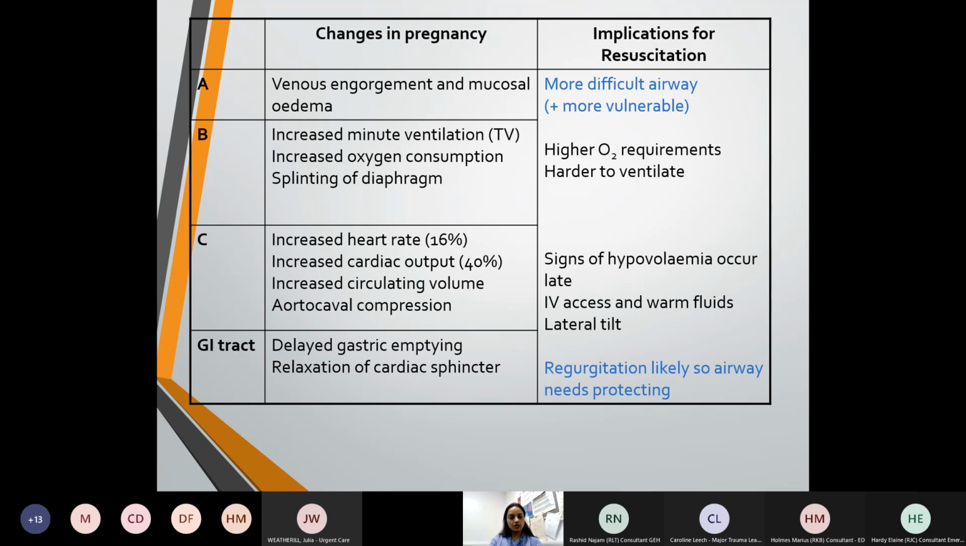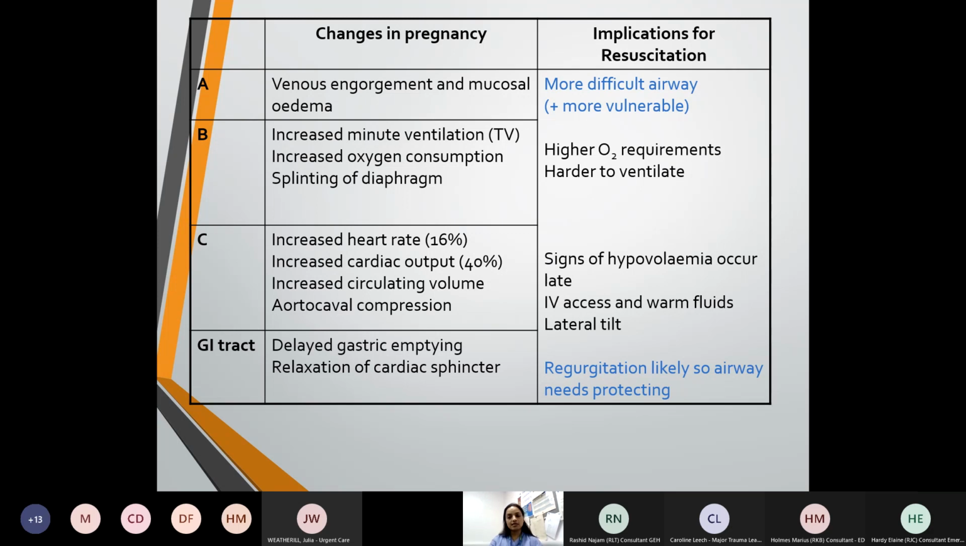With regards to circulation, there is a physiological increase in the heart rate of up to 16%, which is normal in a pregnant mother. And the cardiac output also increases because in general, the blood volume increases in pregnancy. There can be a physiological anemia in pregnancy. And because of this increased circulatory volume, it is also important to keep in mind the pregnant uterus, which can press on your vena cava, and hence the aortocaval compression needs to be released or kept in mind when we are dealing with a pregnant patient.